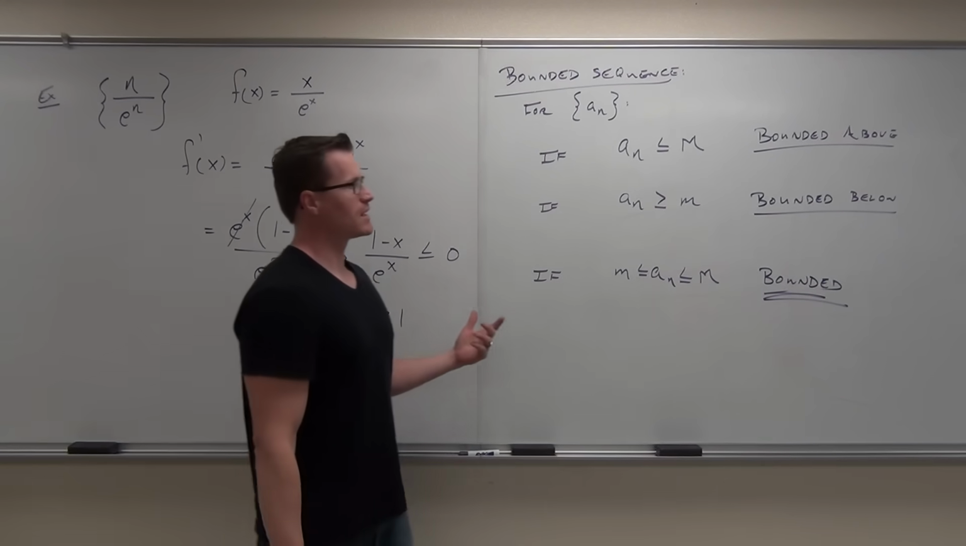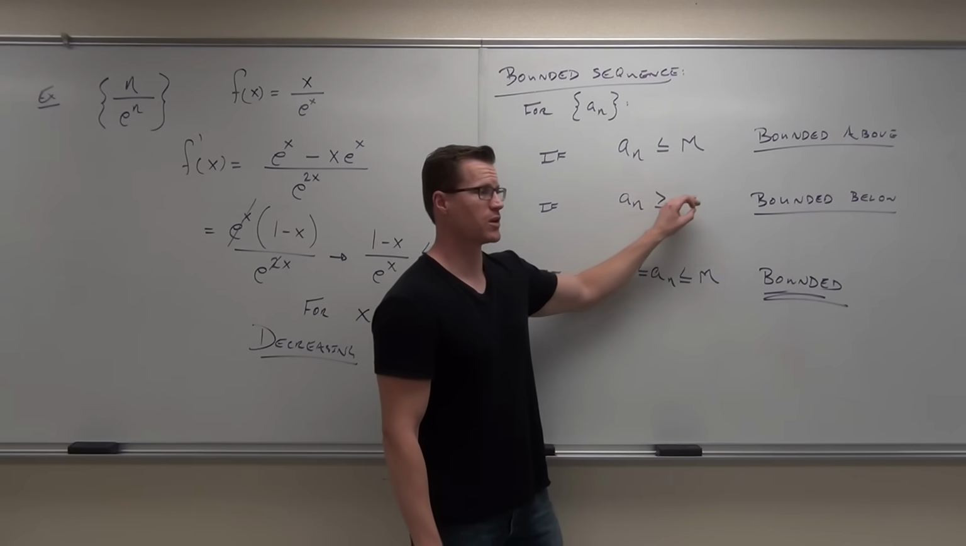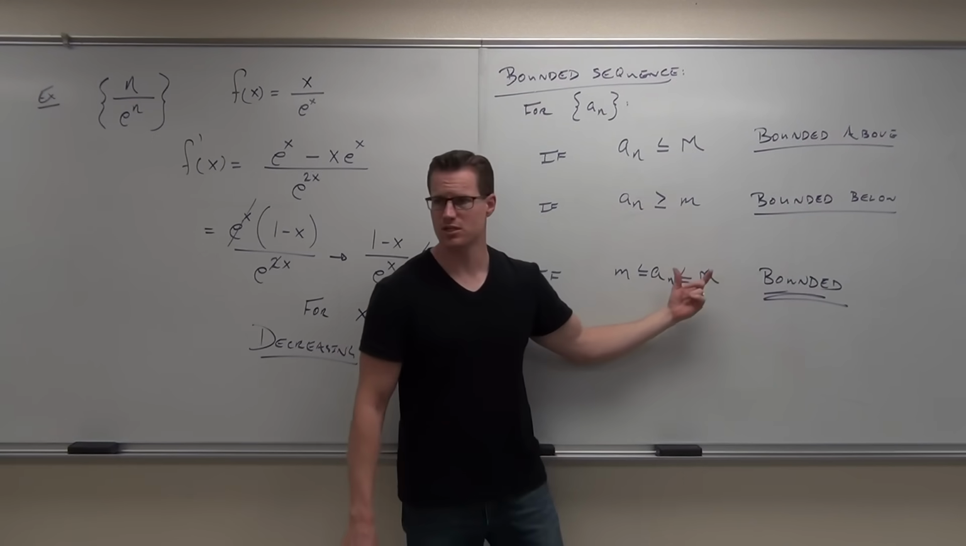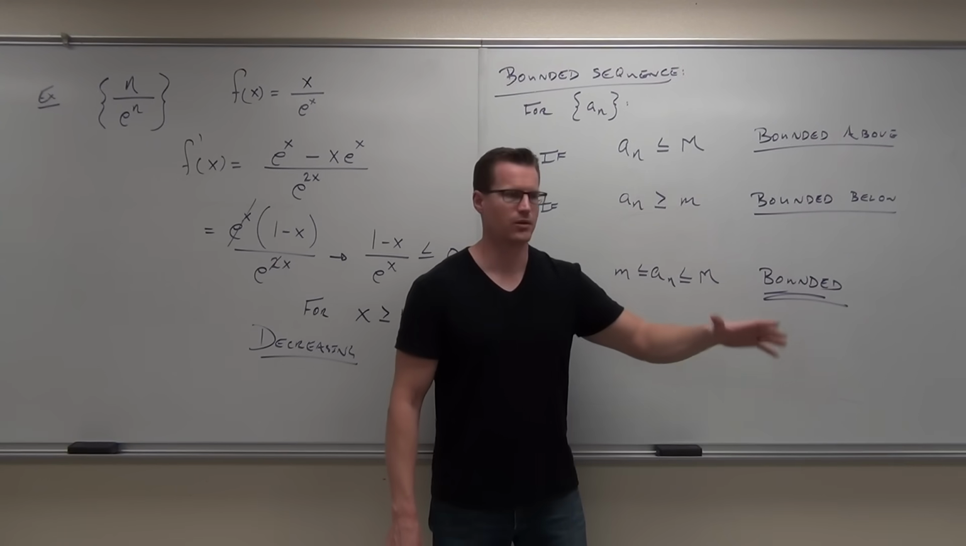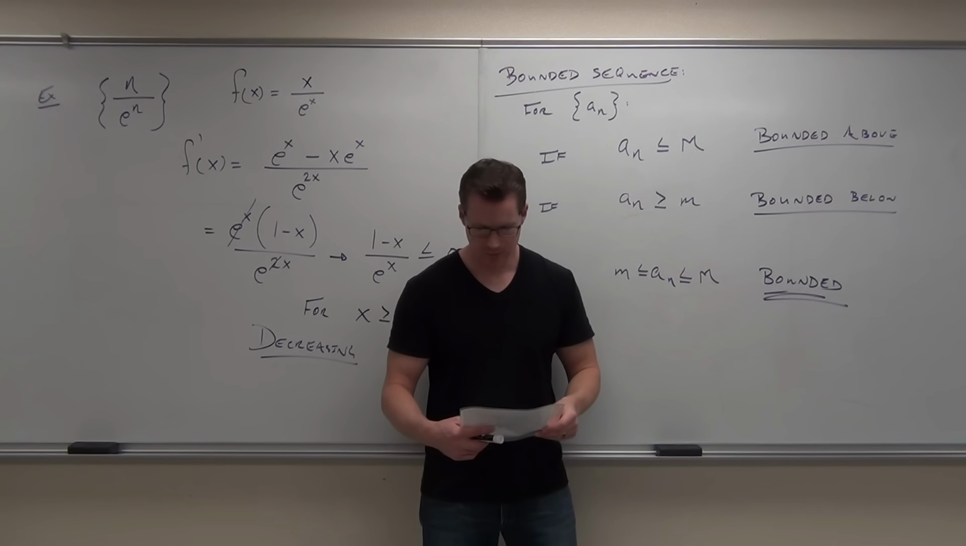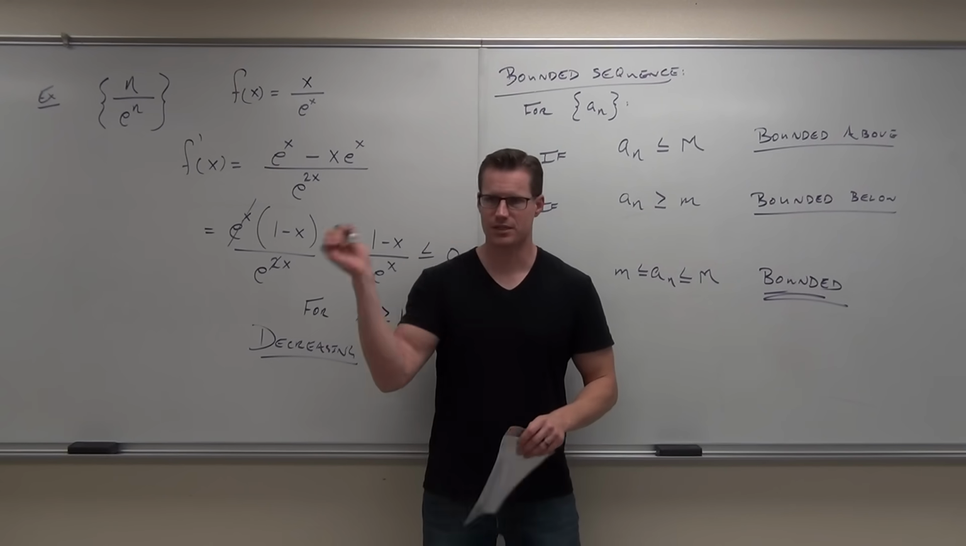So anyway, we get this idea. If our sequence is always less than a certain number, it's bounded above. If our sequence is always greater than a certain number, it's bounded below. If our sequence is between two numbers, so basically if it's bounded above and bounded below, it's bounded. Feel okay with that one? Yeah. Now here's the whole thing. We're going to put these two ideas together.